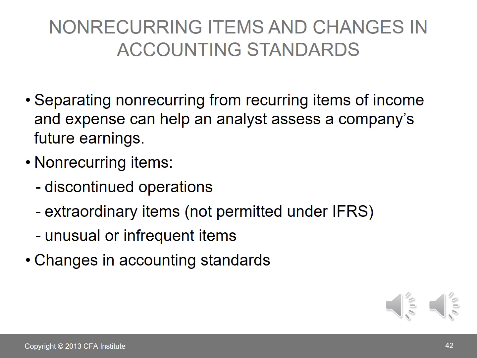For other items on a company's income statement, such as unusual items, accounting changes, and non-operating income, the likelihood of them continuing in the future is somewhat less clear and requires the analyst to make some judgments.